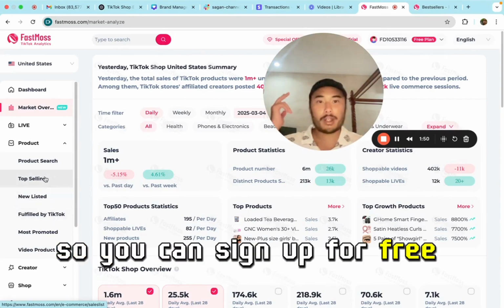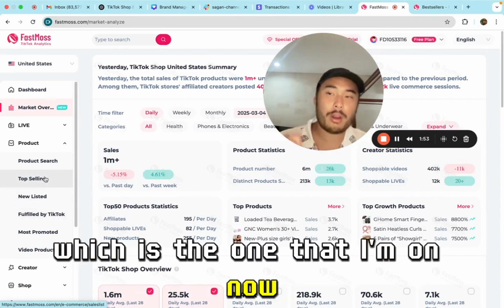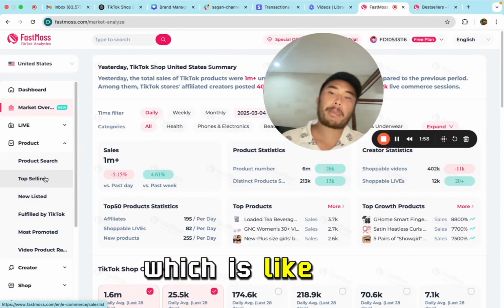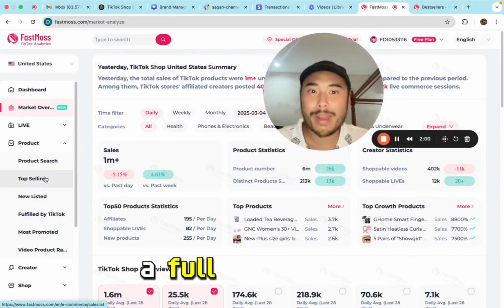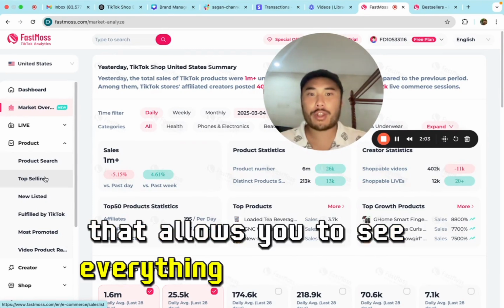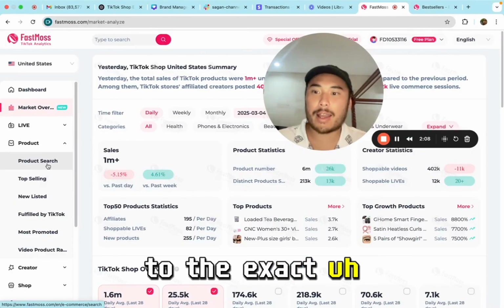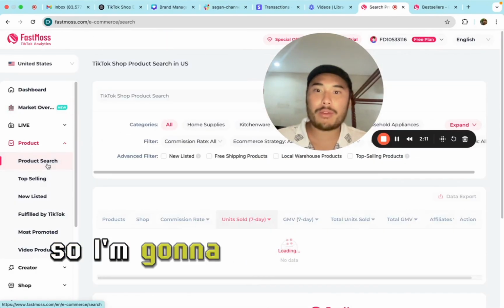So you can sign up for free. You can go on a free plan, which is the one that I'm on now. But you can also do an unlimited plan, which is like a full X-ray tool that allows you to see everything from a brand's sales to the creators that they're working with to the exact ads and style that they're running. So I'm going to give you a quick tour.